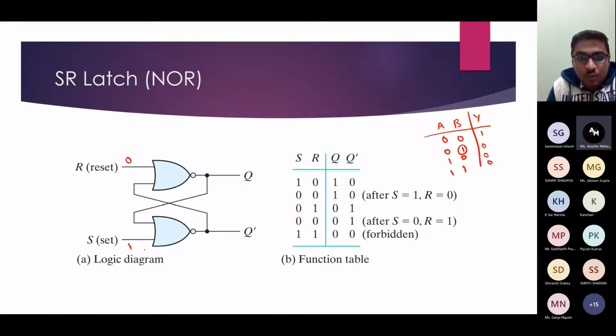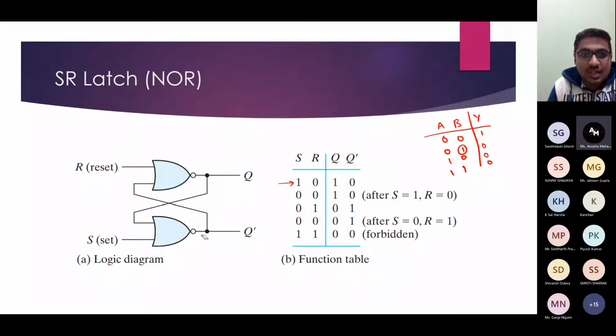So the output will be 0 here. So the input at this second gate will also be 0, and then the output of this gate will be 1. So when my input is S is 1 and R is 0, then Q will be 1 and Q complement will be 0. That's what is written here.